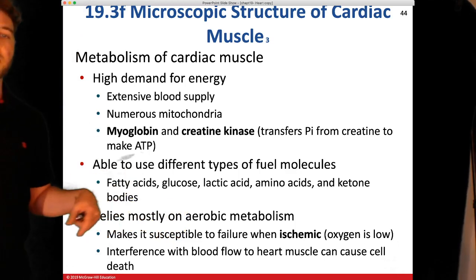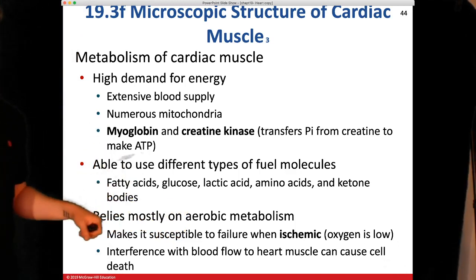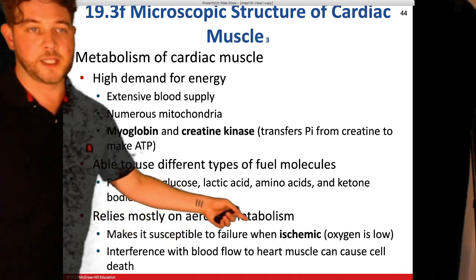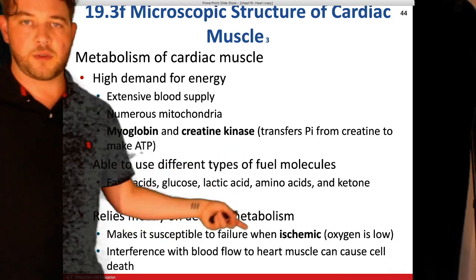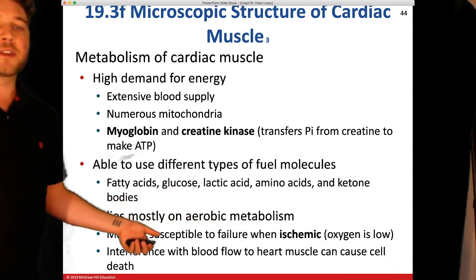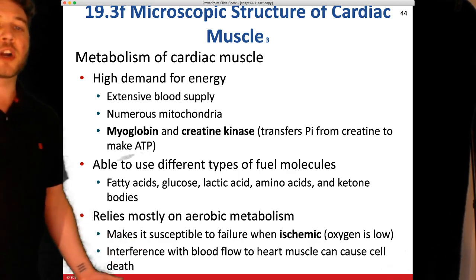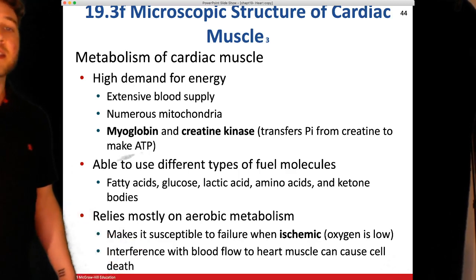It will convert all of those to glucose if it needs to. Mostly it relies on aerobic metabolism. You breathe, and your heart relies on that oxygen to create energy. This makes it susceptible to failure when ischemic, when the oxygen is low. An interference with blood flow to normal heart muscle can cause pretty rapid cell death.